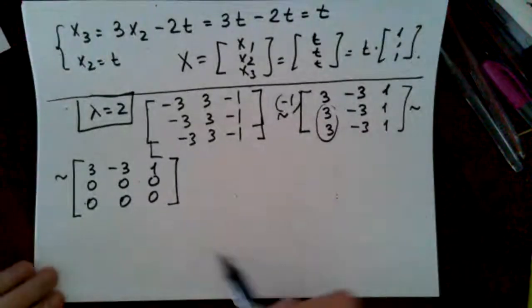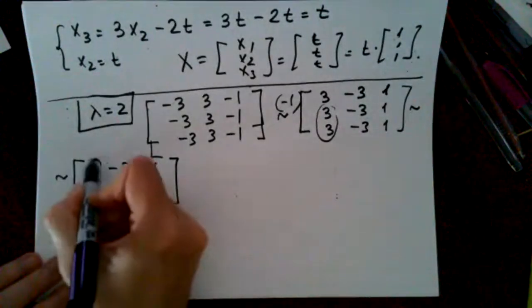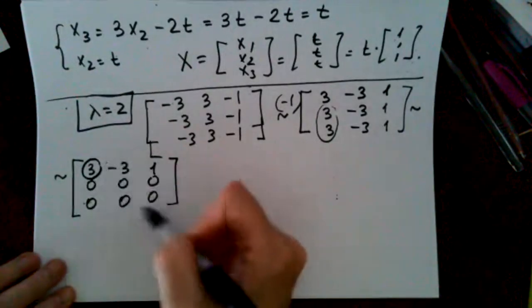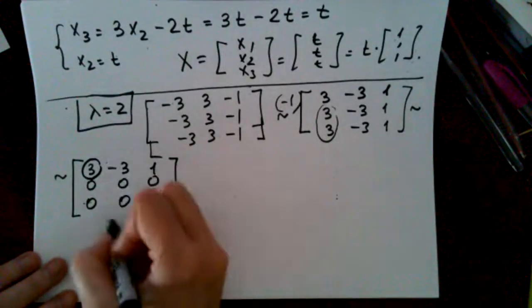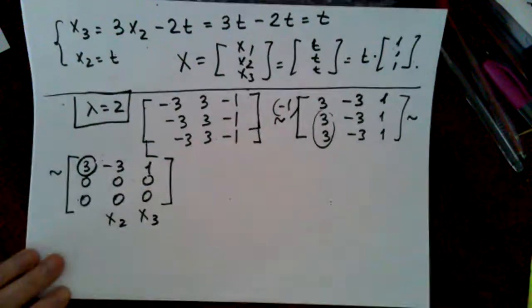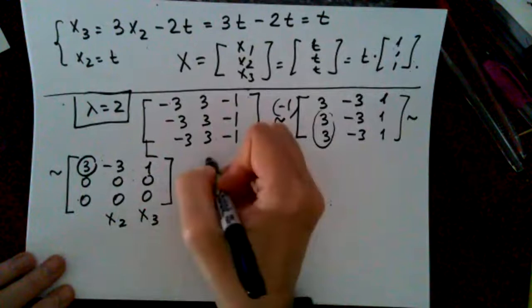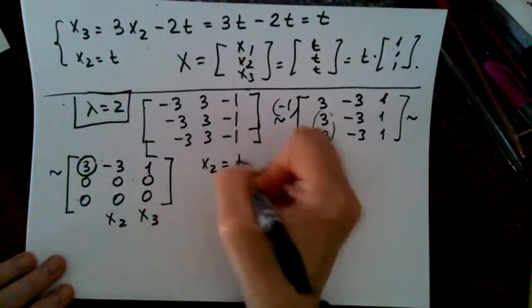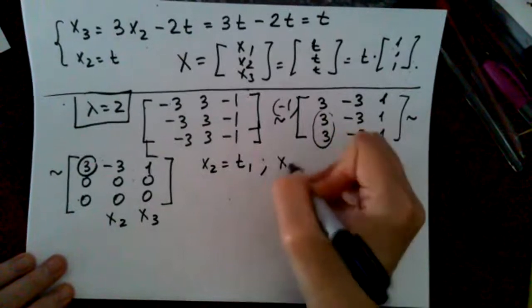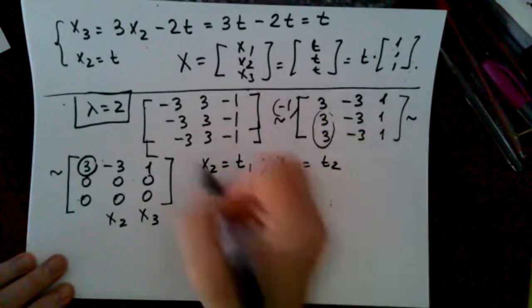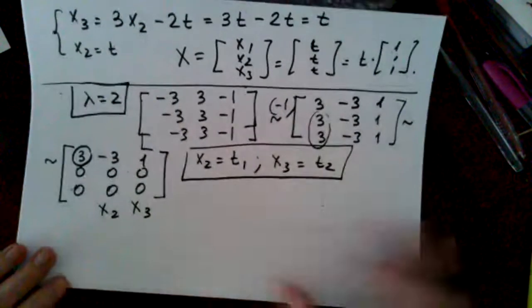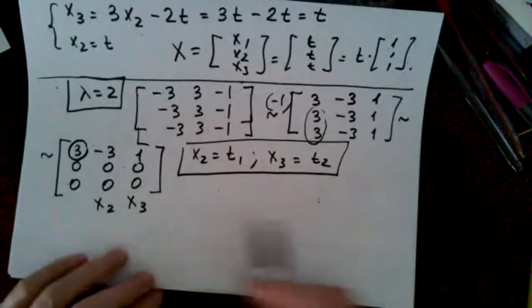Okay, so what next? Next, we need to find leading elements. We have only one of them, and these columns don't have leading elements. That is why variables x2 and x3 are free variables in this case. A very interesting situation. So we need to denote x2 as the first parameter, t1, and the second, x3, will be denoted as t2. So in this case, we have just 2 free variables.